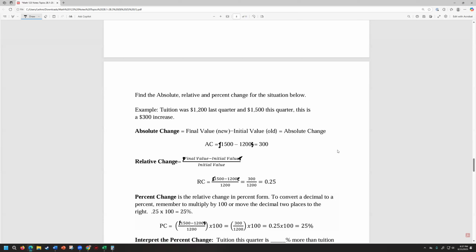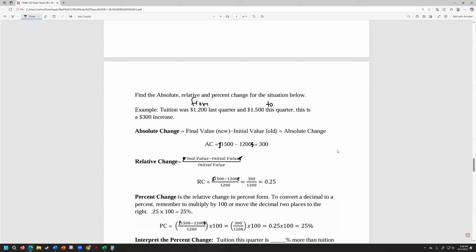So it says tuition was $1,200 last quarter and $1,500 this quarter. This is a $300 increase. So that's the absolute change. If they're saying from last quarter, which is the old one, to the new one this quarter, and they didn't tell us to do that specifically, but I'm showing you if we were going that direction. So we're going from last quarter to this quarter. Okay, so this makes this one the old and this one the new. So you do your new tuition minus your old tuition. That is an increase of $300.